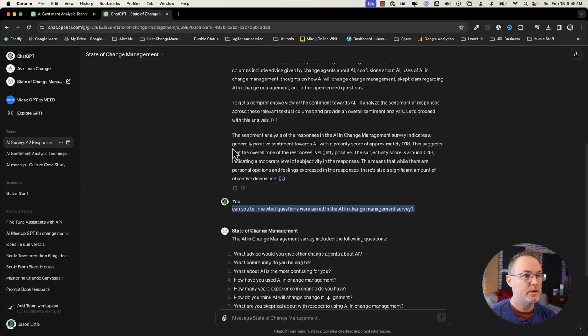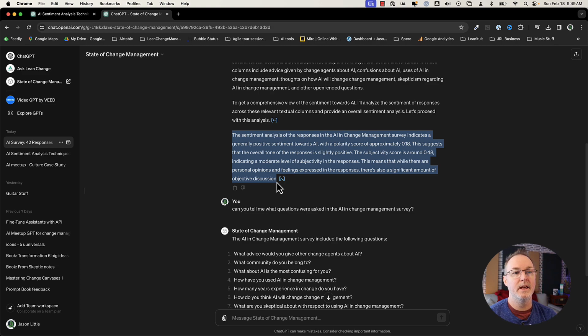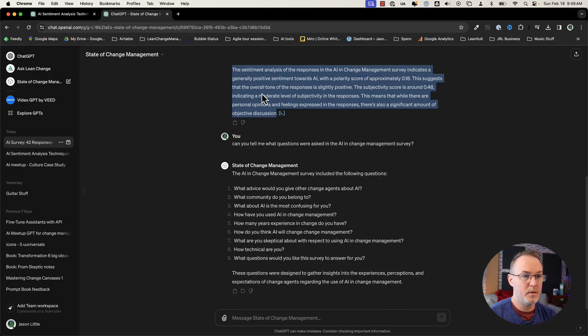So if I go back to the zero-shot prompt here and highlight this, the survey indicates general positive sentiment towards AI with a polarity score of approximately 0.18. So it says that the tone is slightly positive, the subjectivity score is around 0.48, meaning that there is a moderate level of subjectivity in the responses. So it does also recognize that there's personal opinions and feelings in the responses, and there's also a significant amount of objective discussion. So not too terribly useful, but now it knows the questions.